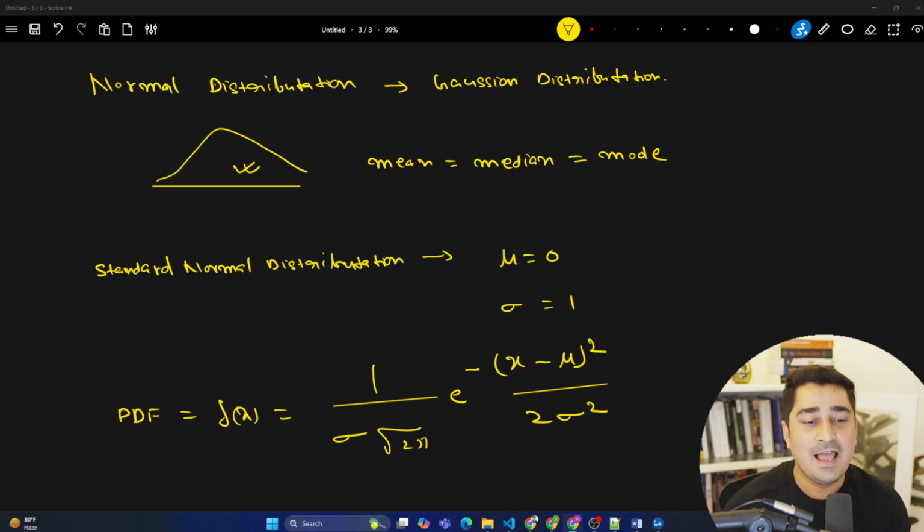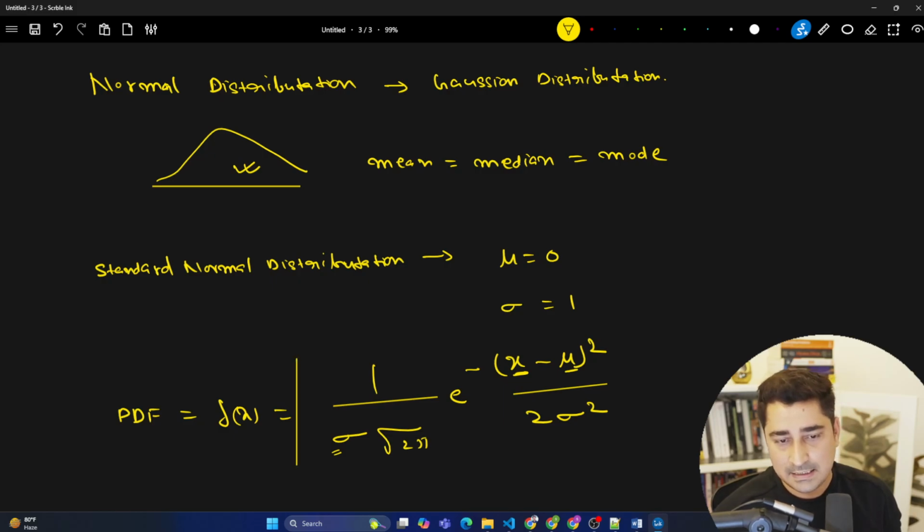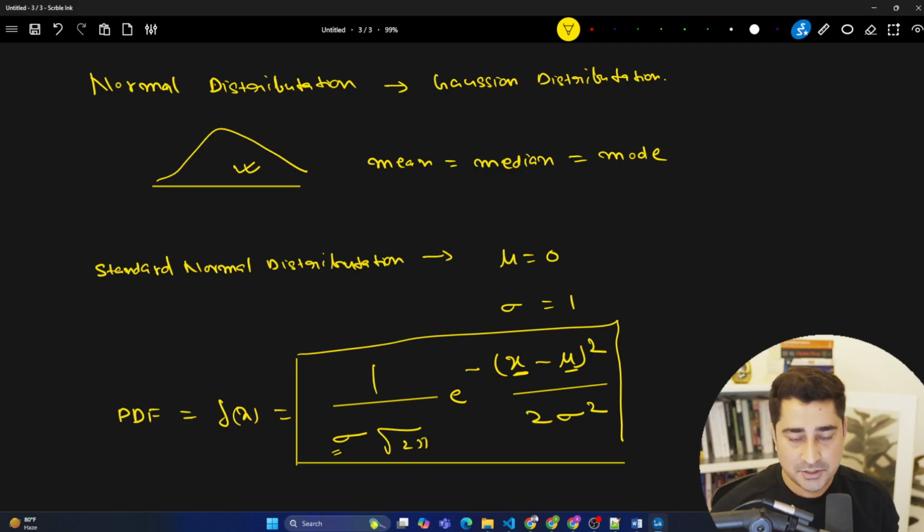So simple. Now coming back to this PDF, the probability density function. This function says that whatever data is given to you, let's suppose I have a data point X which is given to you, and obviously I will be able to find out the standard deviation for the entire data set. I will be able to find out mu, which is nothing but the mean for the entire data set. So I will be able to do this entire calculation.